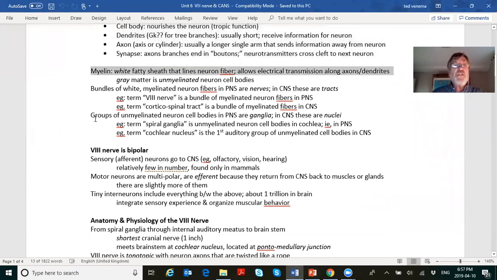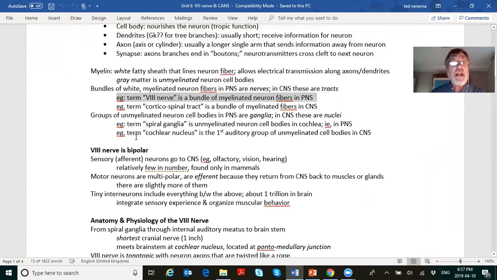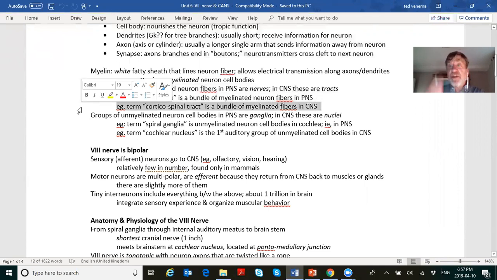Myelin, white fatty sheath that lines a neuron fiber, allows electrical transmission along the axons and dendrites. Gray matter is unmyelinated neuron cell bodies. Bundles of white myelinated neuron fibers in the PNS, peripheral nervous system, are nerves. In the central nervous system, these are tracts. For example, eighth nerve is a bundle of myelinated neuron fibers in the PNS, and the term corticospinal tract. You can even piece that together now.